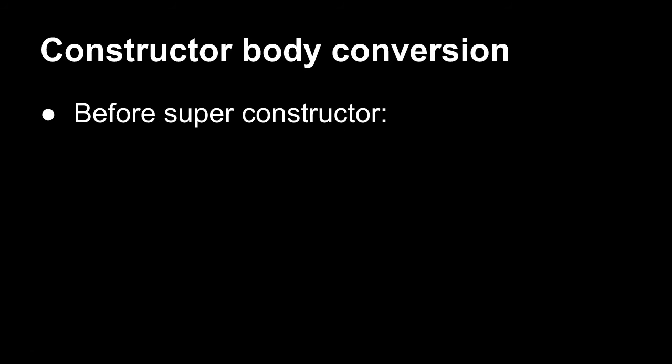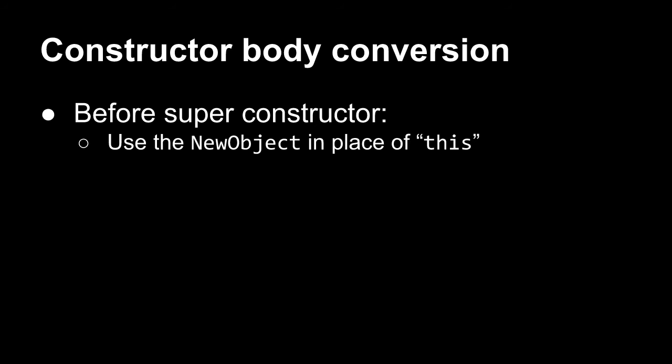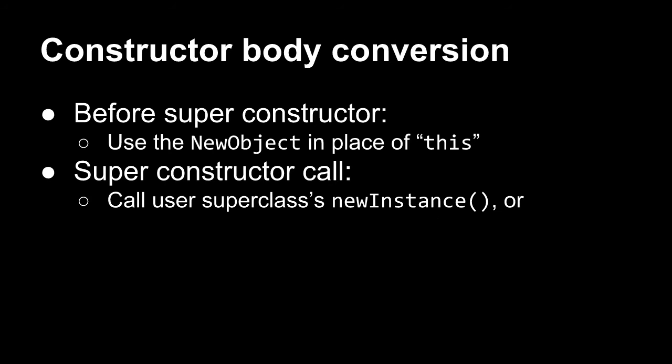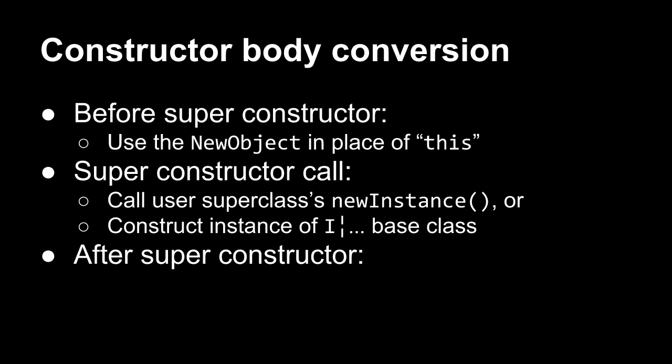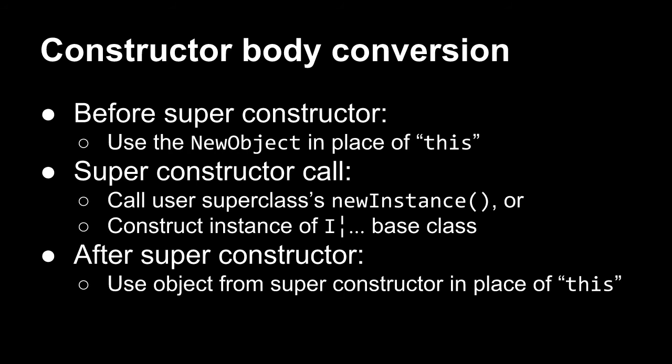Okay? Then when we're in the body of the constructor, before the superconstructor, we just use that new object in place of this. And then at the superconstructor, we call new instance there if the superclass is also a user-defined class. Or if it's actually a base class, then we construct it at that point. And then after the superconstructor, we have this actual constructed object to use in place of this. Okay? Good so far? All right.